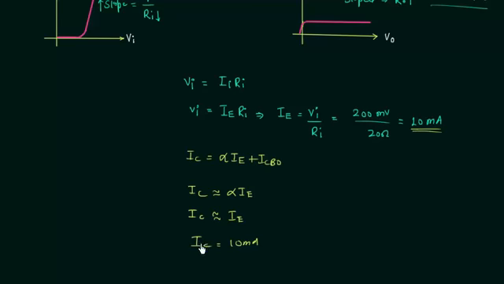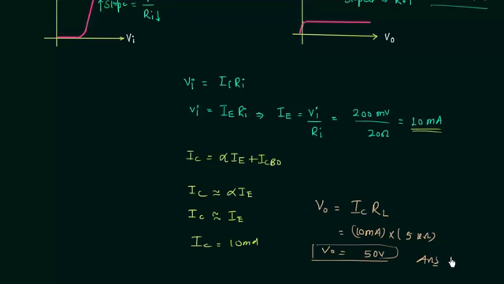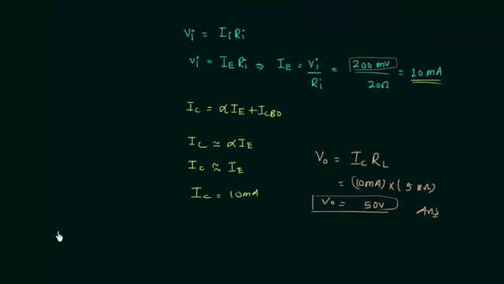The collector current is the output current, and now we can calculate the output voltage. The output voltage VO is equal to IC multiplied by the load resistance RL. IC is 10 milliamps and the load resistance is 5 kilo ohms. When you solve this, you will have 50 volts. So this is the value of output voltage, and this is our answer. You can see the input voltage was 200 millivolts and the output voltage is 50 volts. So definitely there is amplification, and now we will calculate the voltage amplification.